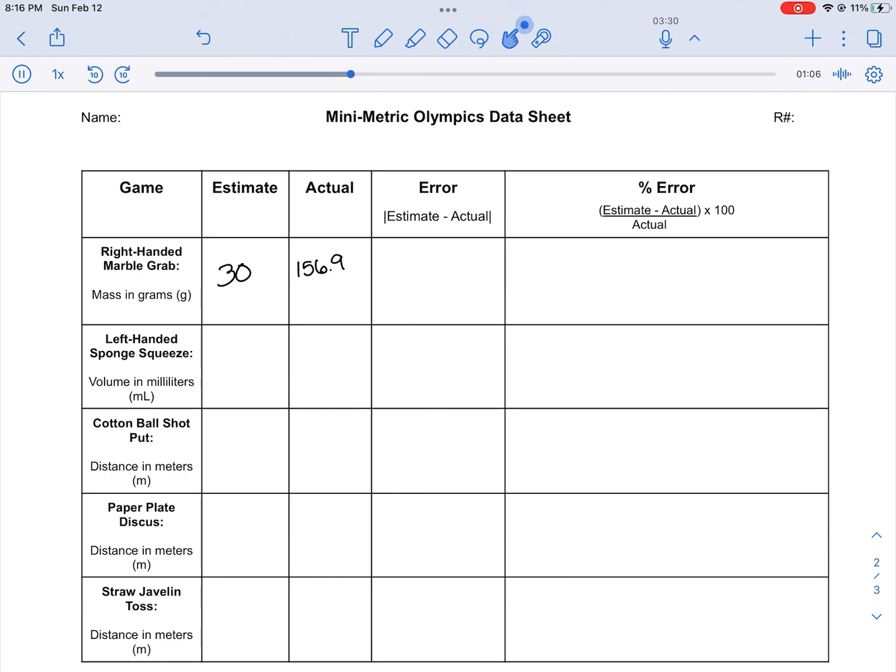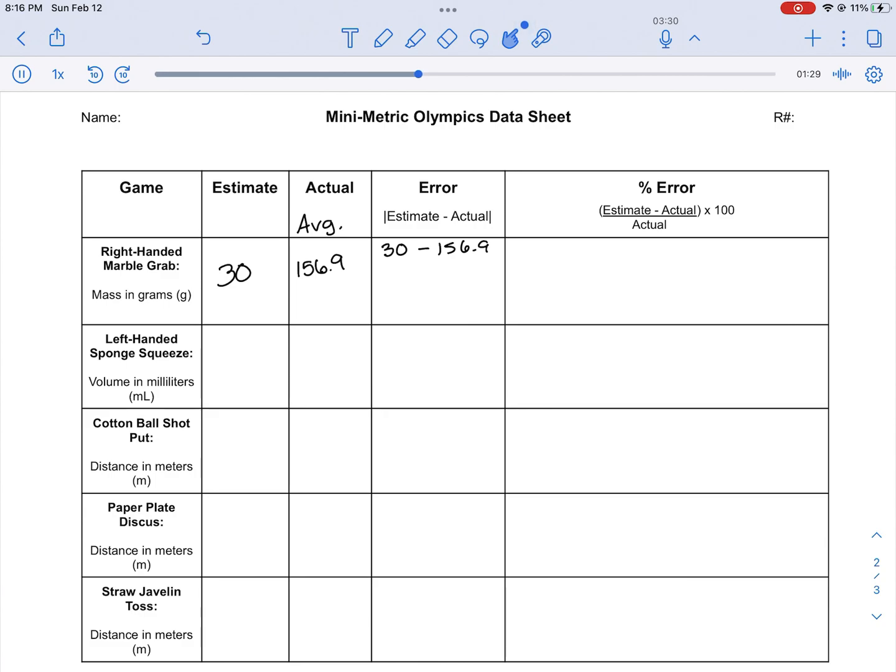So I made my estimate on Thursday that I was going to grab 30 grams. My actual, which is really my average, so I'm going to write average so I remember, is 156.9. To get my error, I am going to subtract that actual from my estimate. So I will have 30 minus 156.9.